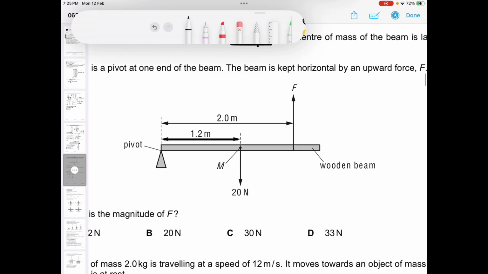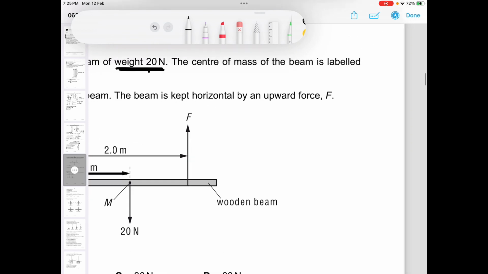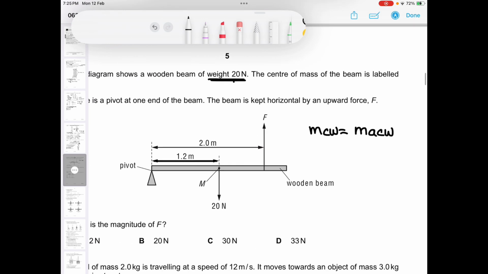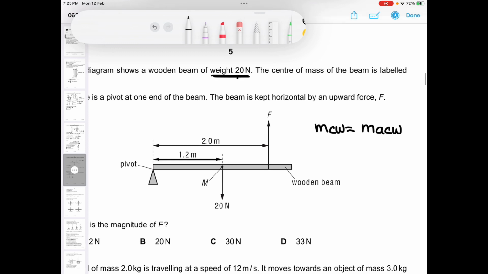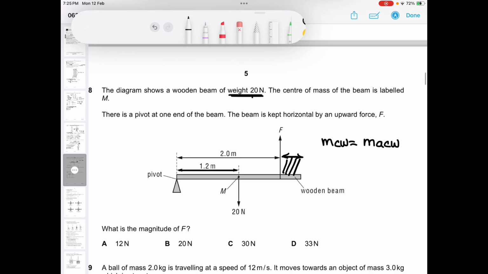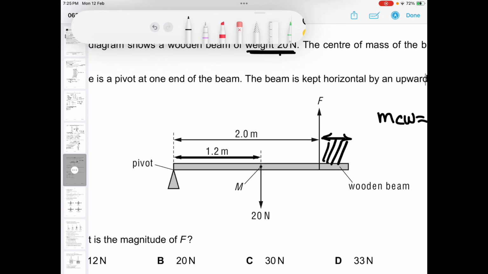Okay, this is a moments question. So here we immediately write moment clockwise equals moment anti-clockwise. Alright? This might be a uniform rod, but we don't know the distance here, and this is really irrelevant. It could be a uniform rod, but it's not mentioned in the question. There is a pivot at one end of the beam. The beam is kept horizontal by an upward force F. Okay, so there's an upward force here and a downward force here.